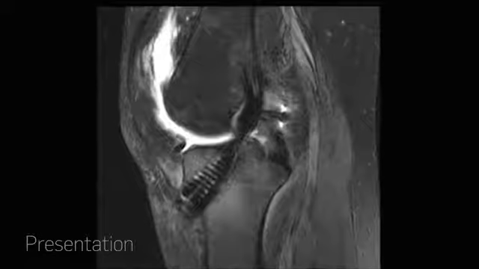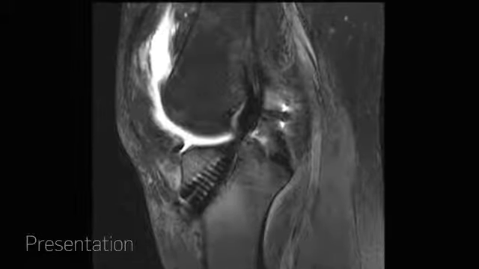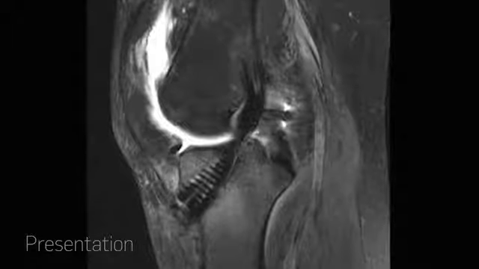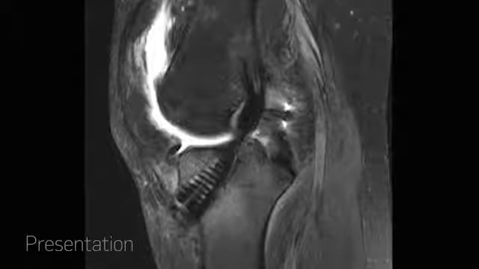So on the MRI sequences that you can see, we have some signal change in the bone on both the femoral and tibial side. There's a large effusion, which you can see in the knee joint, and some of those signal changes are consistent with osteomyelitis in both the femur and the tibia around the anchors.